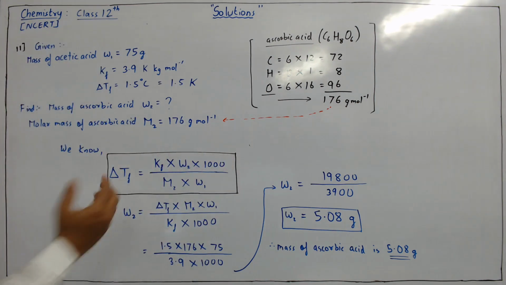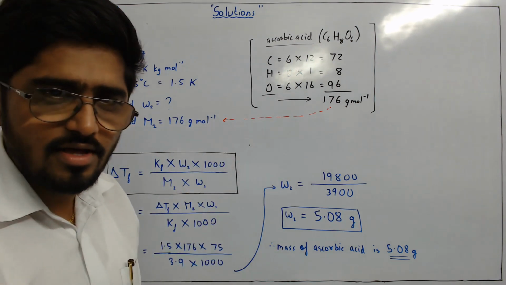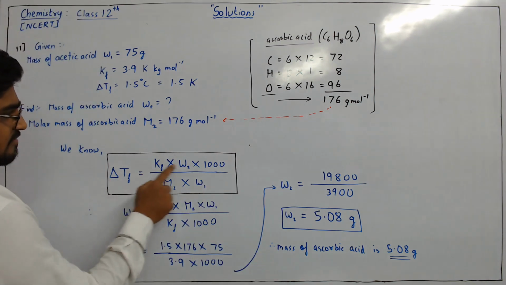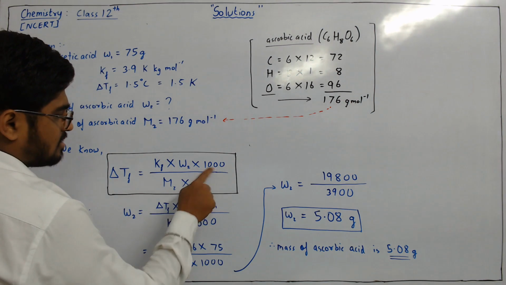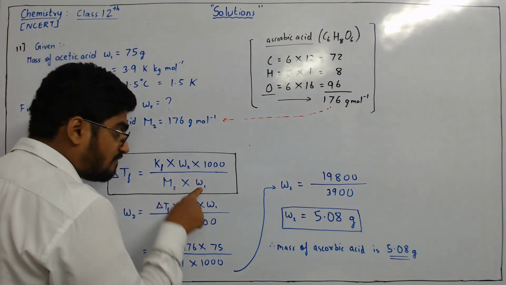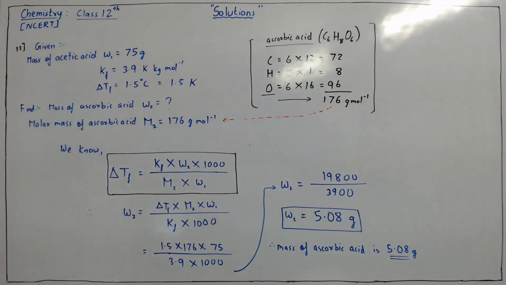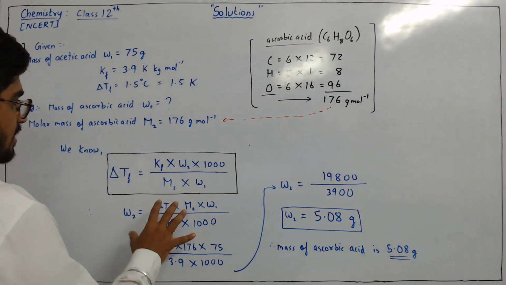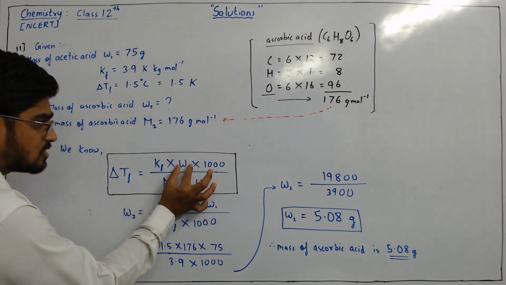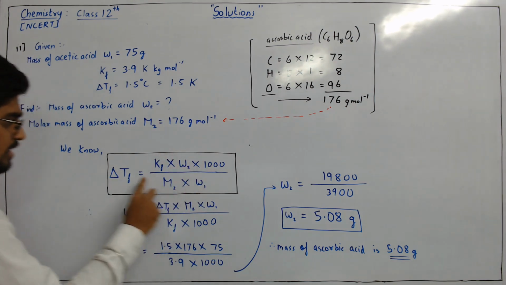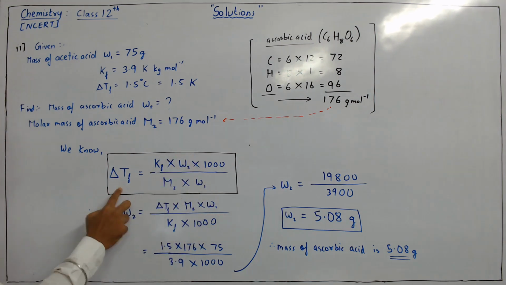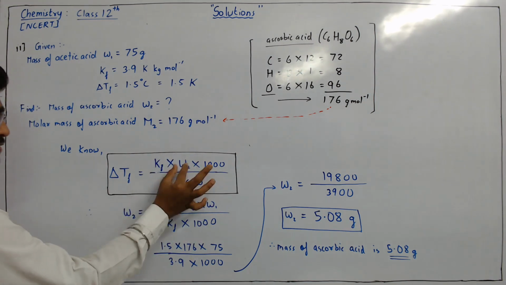Okay. Now see the formula. Directly we will put formula. And already in the textbook it is given. That is delta Tf is equal to Kf multiplied by W2 multiplied by 1000 divided by molar mass of solute multiplied by mass of solvent. Okay. But in this question, what we need to find? W2. So keep W2 as it is over there only. Then these two will go here and multiply with delta Tf, and Kf and 1000 will go and divide here. Okay. W2 is there only.